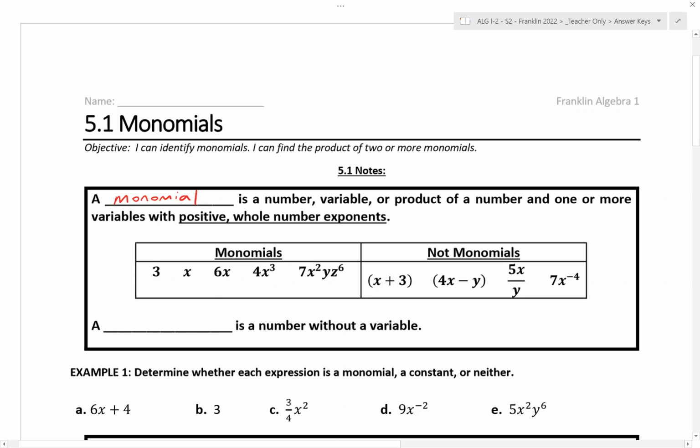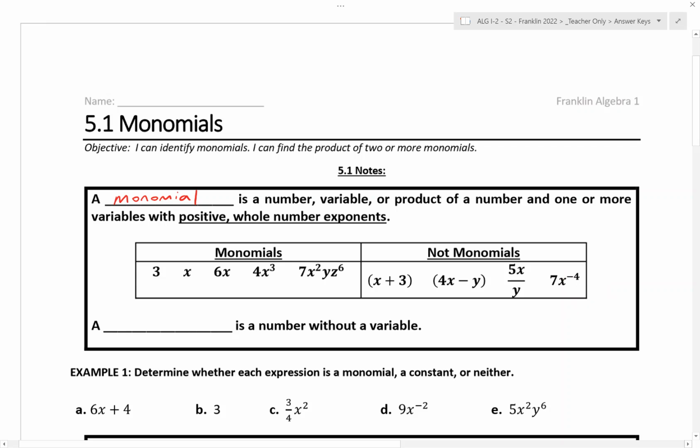So here are some examples of non-monomials. We have x plus 3, not a monomial because of the addition here. 4x minus y, also not a monomial because of the subtraction. 5x over y, we need positive whole number exponents, and this y would technically have an exponent of -1. So you don't want to have variables in your denominator. It's okay if you have numbers, like if this was 5x over 2, that'd be okay, but not a variable. And then 7x to the -4, again, you want positive exponents, so that's no good either.